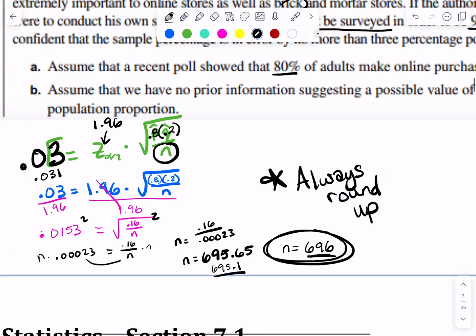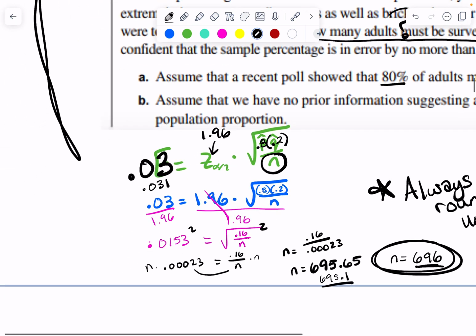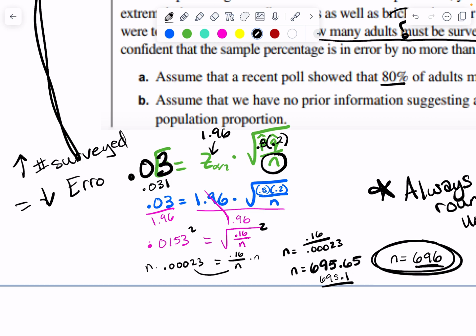Okay, here's the deal. When you are trying to calculate your margin of error, the biggest indicator of your margin of error is the number of people you surveyed. Typically, as you increase the number surveyed, you decrease your error. Okay, the more people you survey, the less error you have.